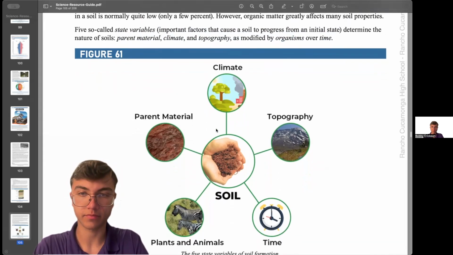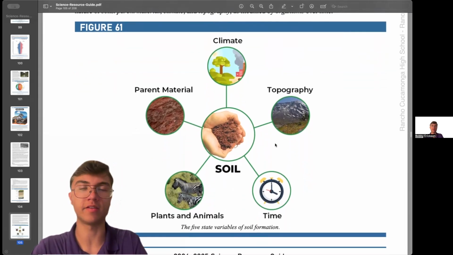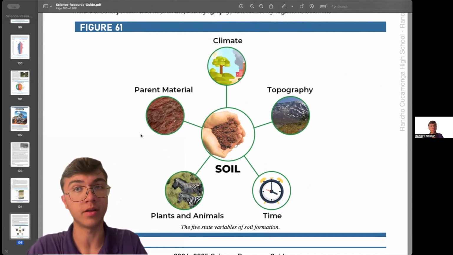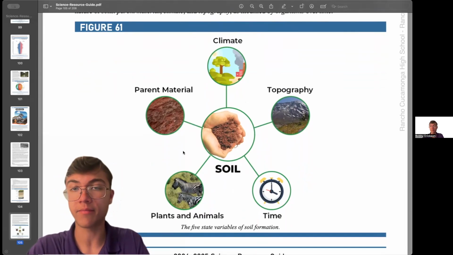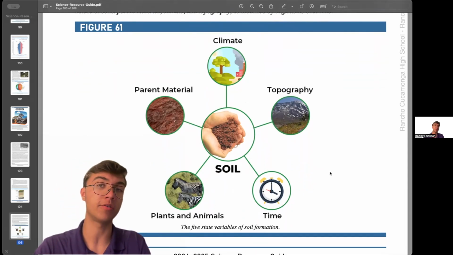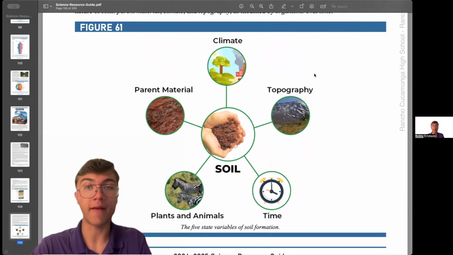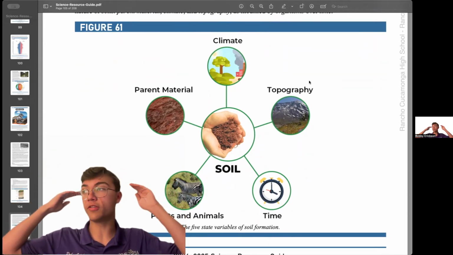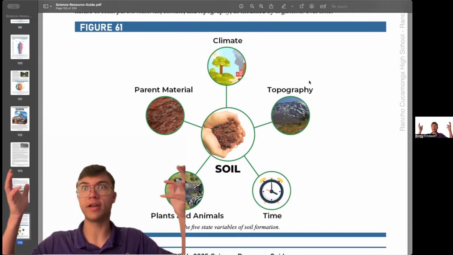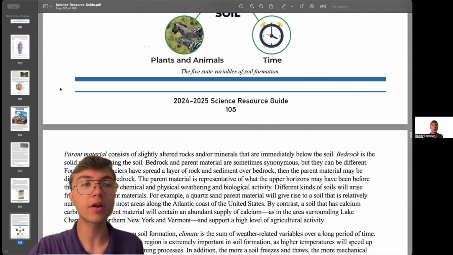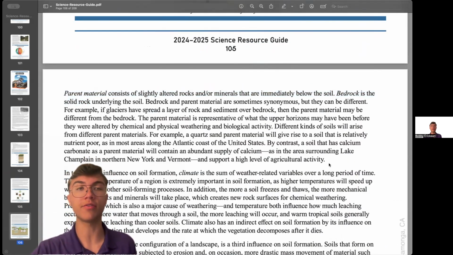So, if we want to visualize this here, we can see that climate is going to influence the soil, the parent material from below, so what is below it, is going to impact the soil. The plants and animals that surround it is going to impact the soil. The time, how much time has this soil just sat alone or hasn't been messed with? And the topography, what's the geography like? Is it on a mountain? Is it going to be influenced by a ton of avalanches? We don't know. And so we're going to go ahead and talk about each of these different state variables here.